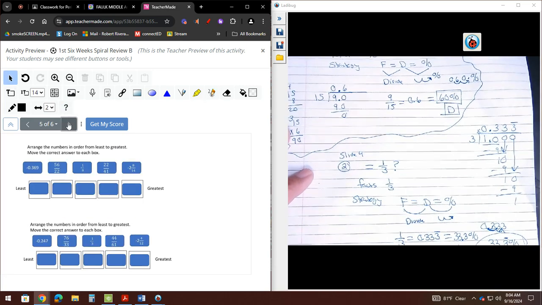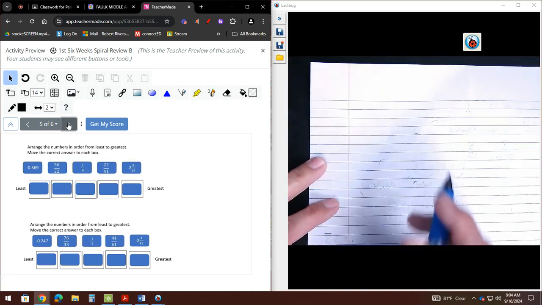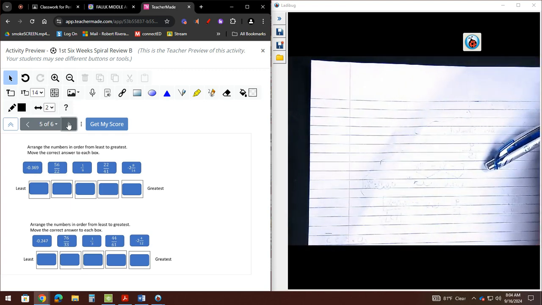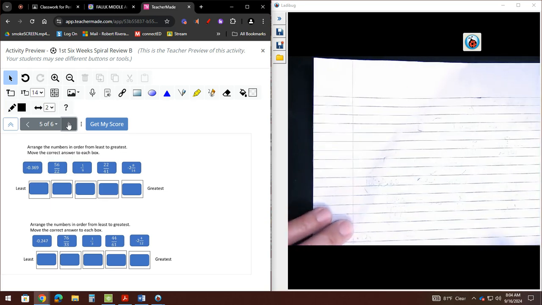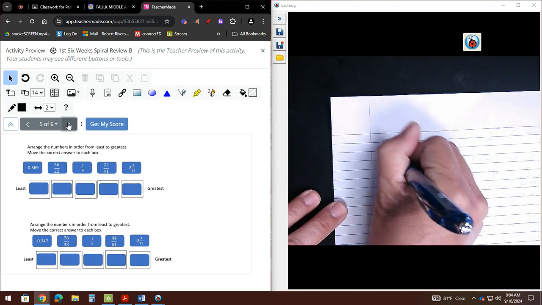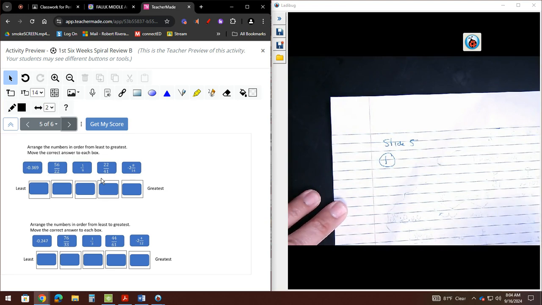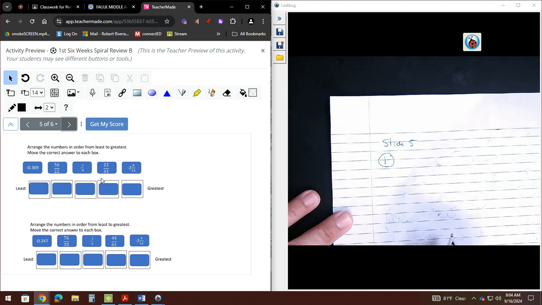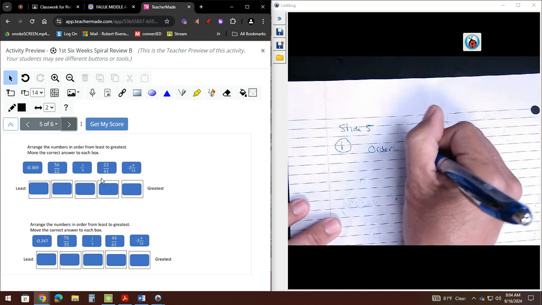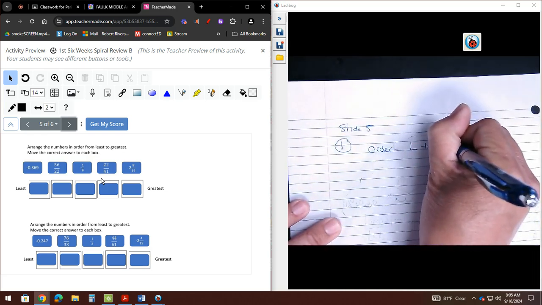Okay. Slide 5. I guess I'll do the first one. It doesn't really matter. Slide 5. I'll do 1, which is this one on the top, and you'll do 2. Slide 5, they want me to put them in order, from least to greatest.